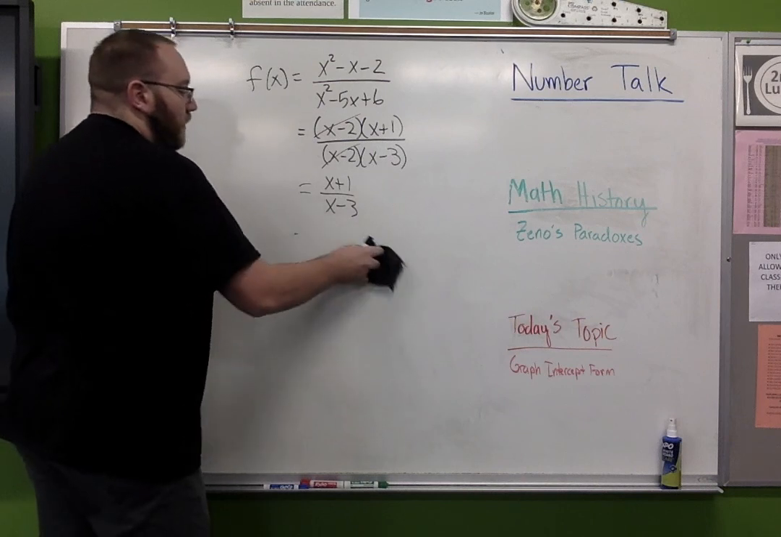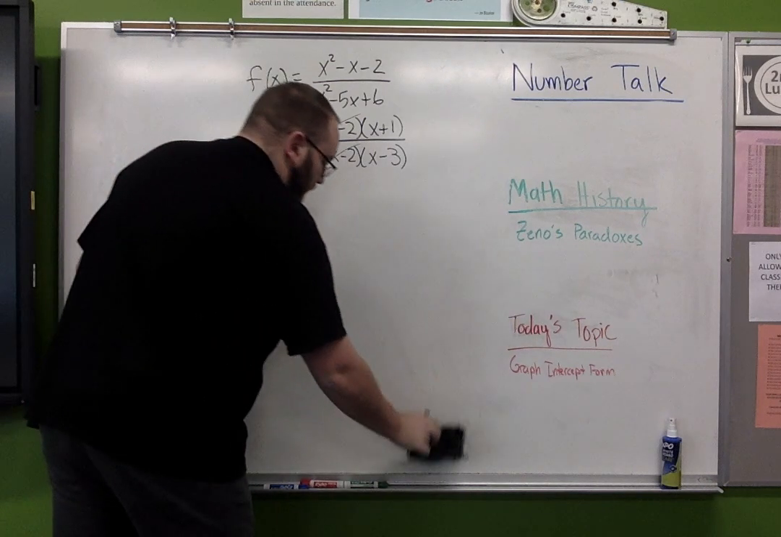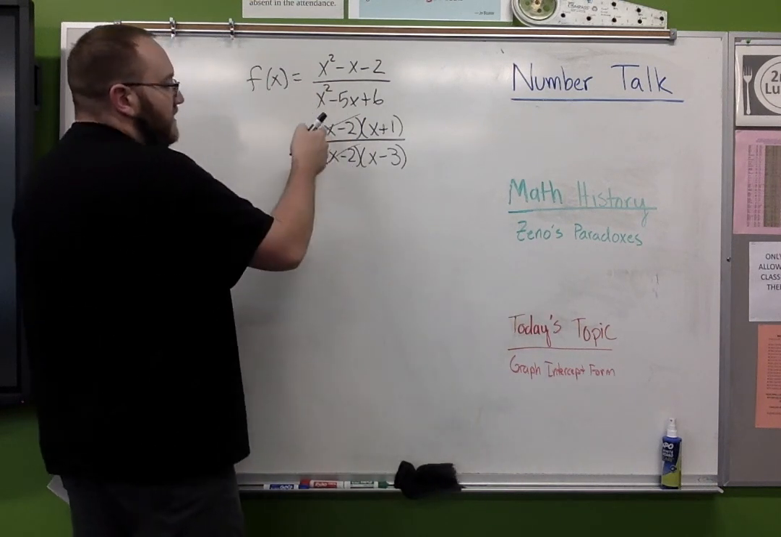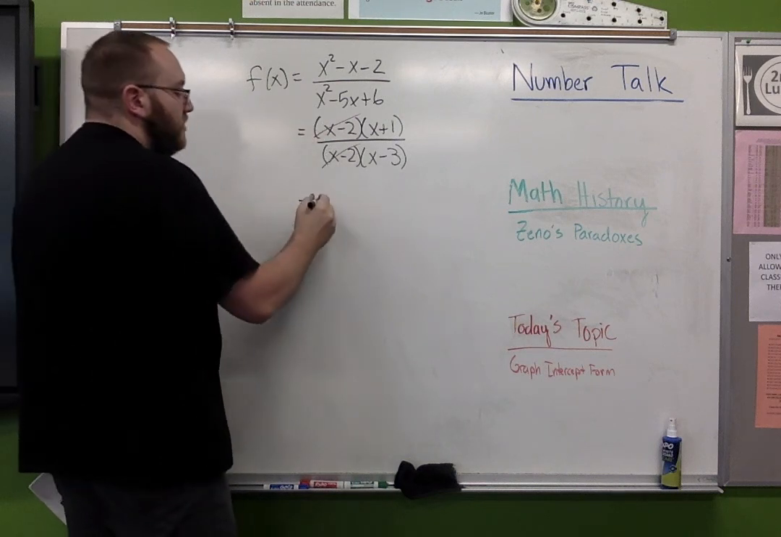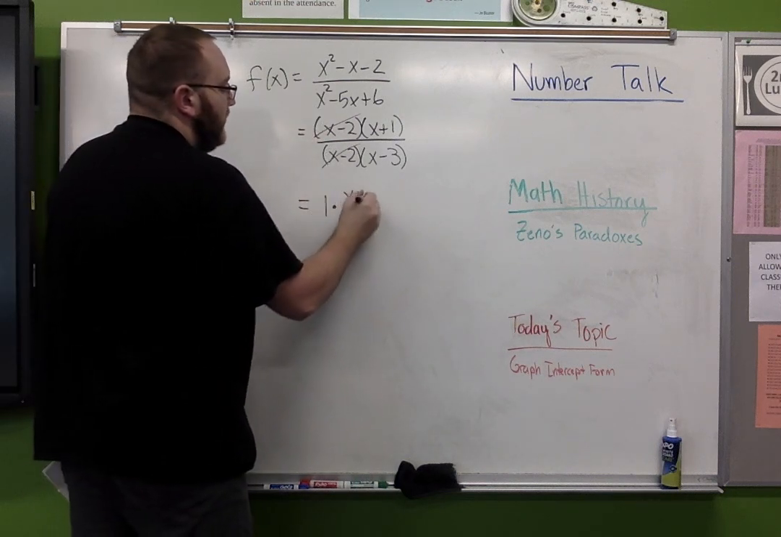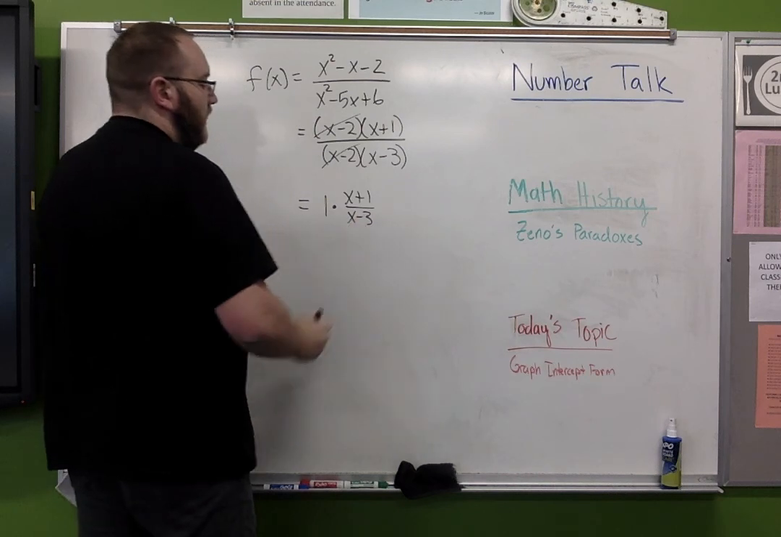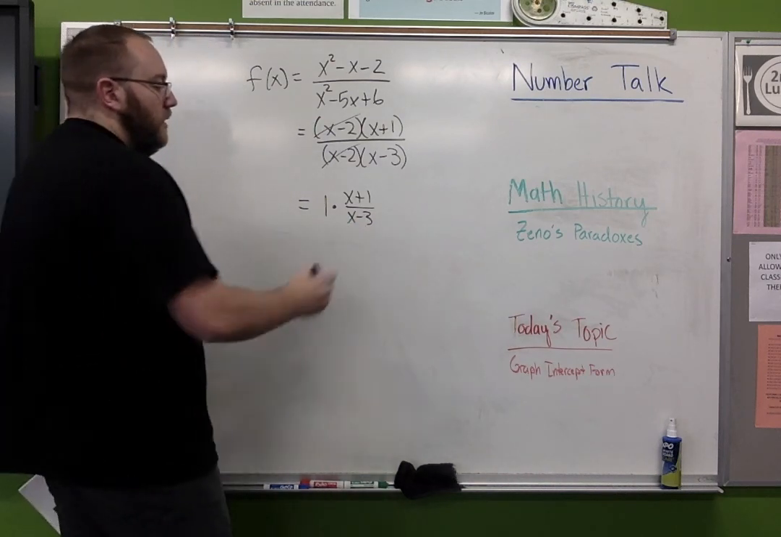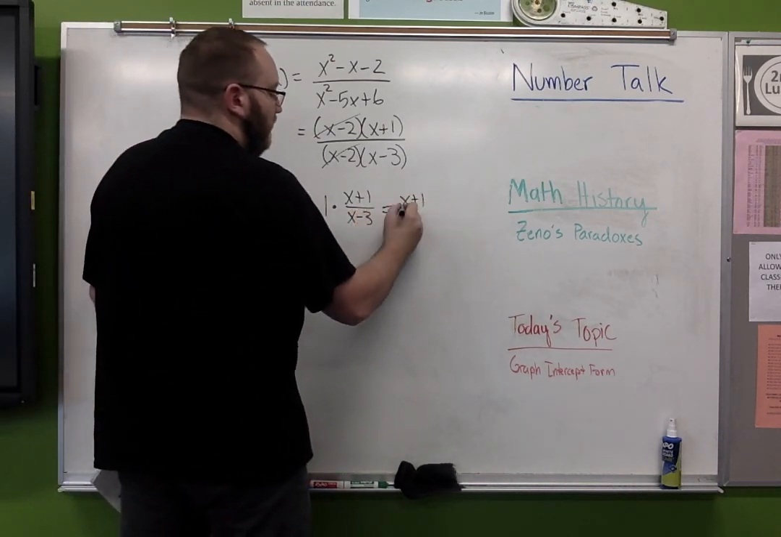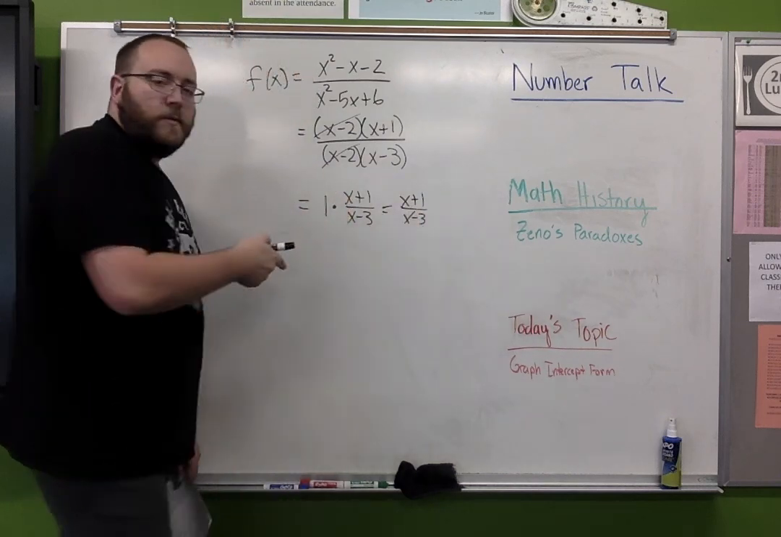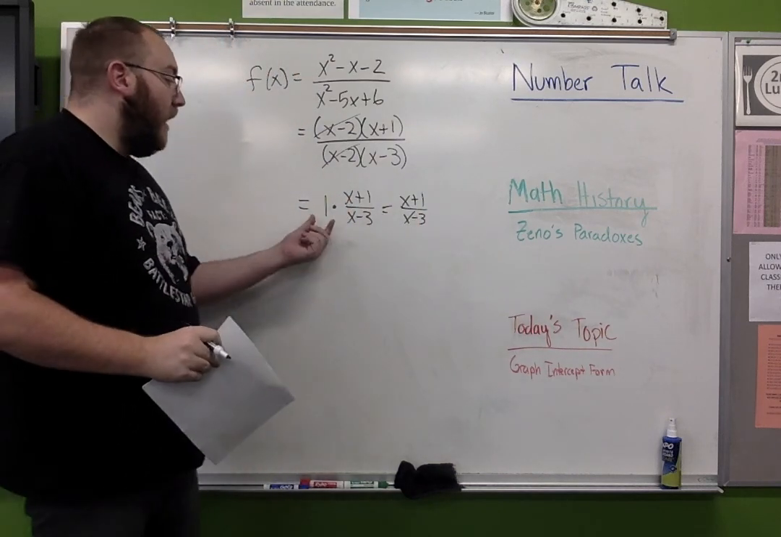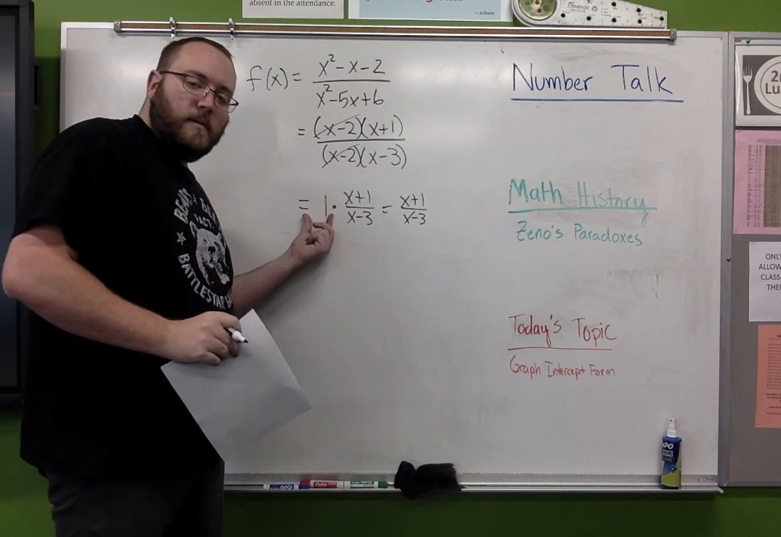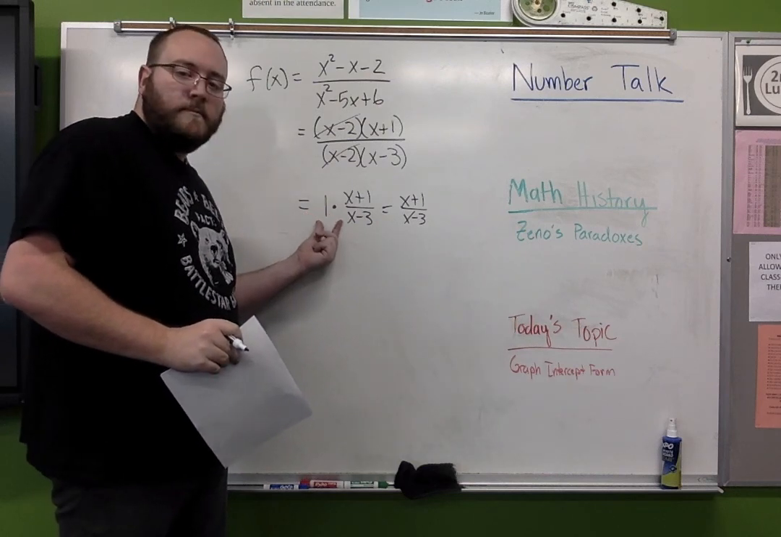So in fact, what I'm actually doing is x minus 2 over x minus 2 is 1, times x plus 1 over x minus 3. But 1 times anything is itself. That's why we say reducing. Because it didn't go away, it's still there technically. And you're going to see why.